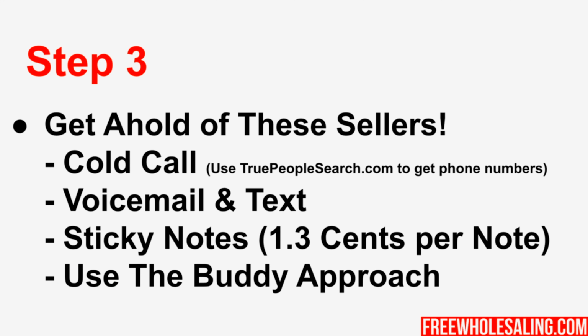I recommend truepeoplesearch.com to get somebody's phone number. I love truepeoplesearch.com. It's one of the best free skip tracing platforms out there. Get their phone number absolutely for free. You can do a voicemail and text. Basically, you can call somebody and leave a voicemail. You can drop voicemails, but with $5, it's going to be a little harder to do. You can text with Google Voice. There's a lot of free services out there to text.